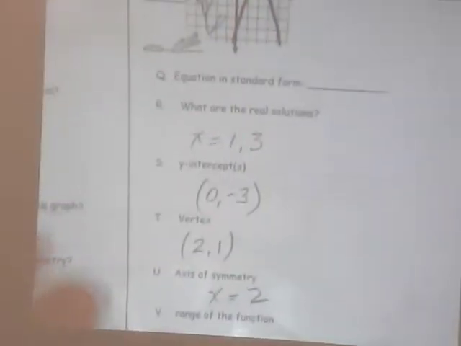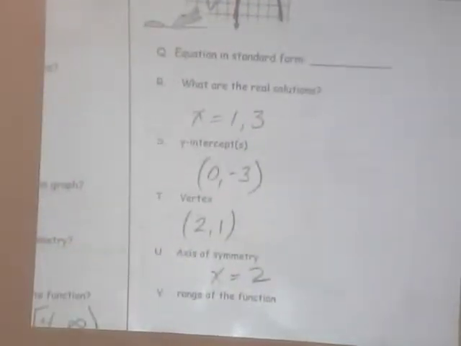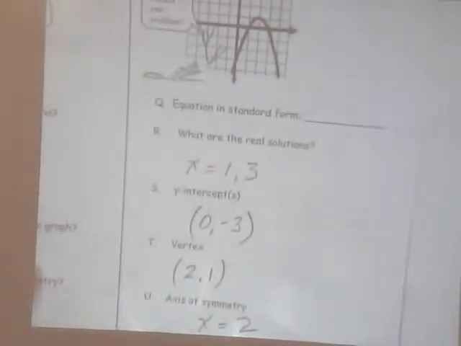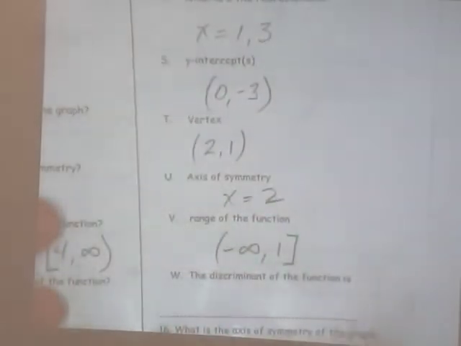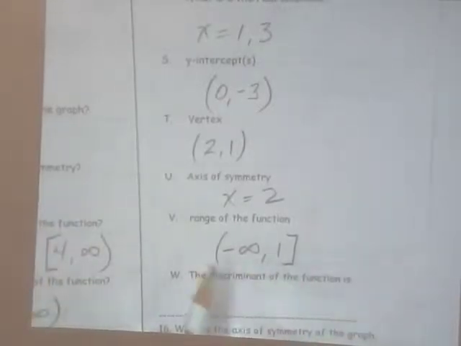And the range? How high and how low? From negative infinity to 1. Negative infinity all the way up to 1, including the 1. Don't forget when you do interval notation, least to greatest. Don't put 1 to negative infinity.